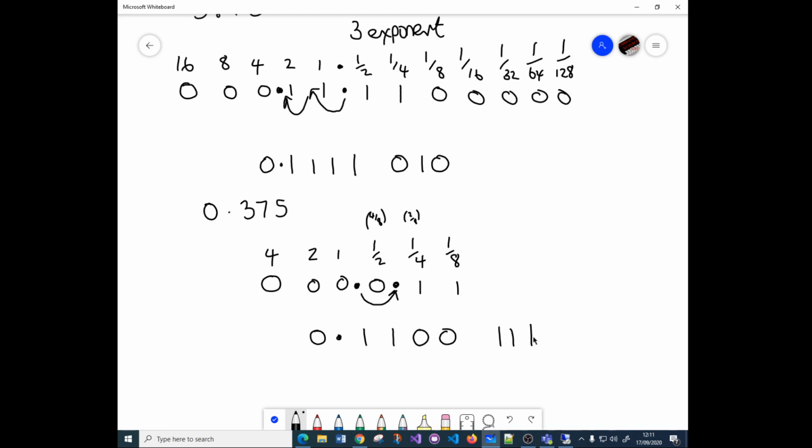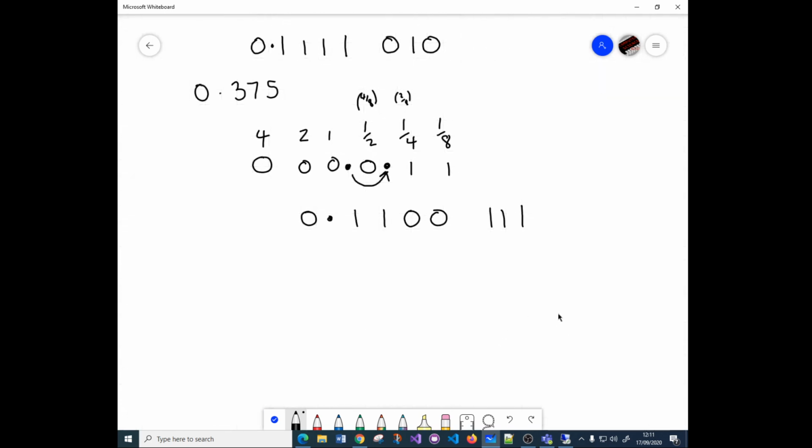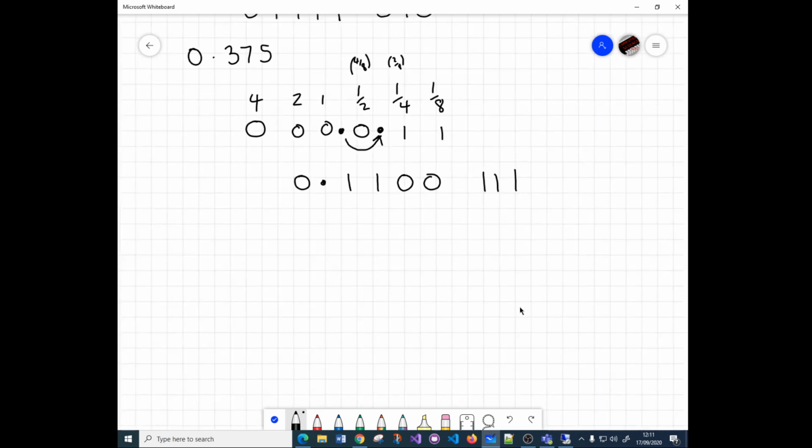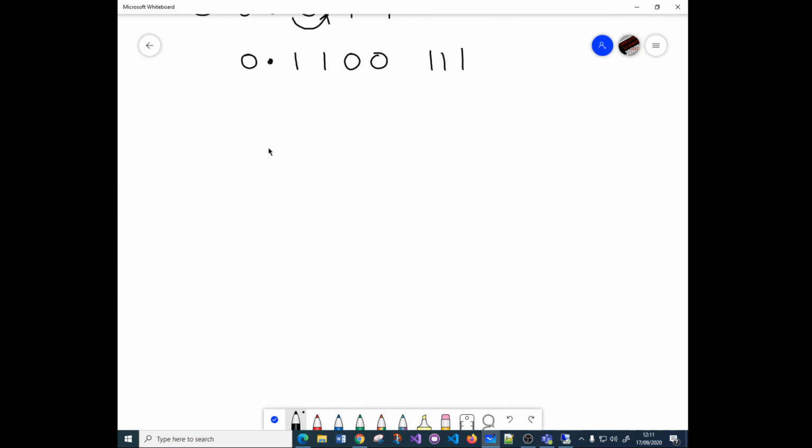Everybody throws the toys out of the pram when someone says, write down a negative number in floating point, and everyone starts wetting themselves for some unknown reason. I've never understood why. So let's have a go at minus 1.25.